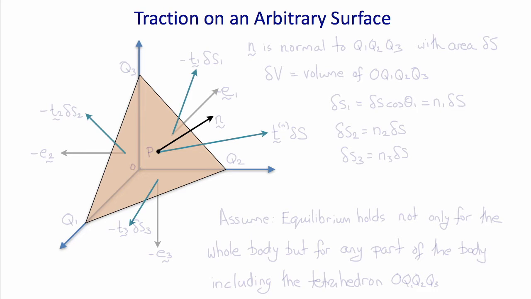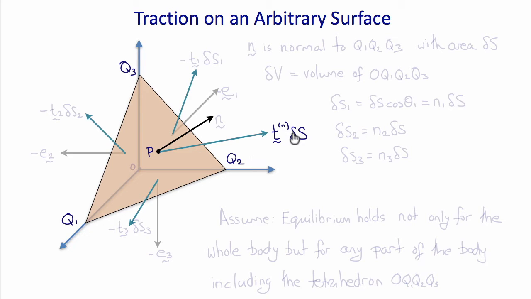Welcome back. Last time we defined the stress tensor by considering the components of the tractions acting on faces normal to our coordinate axes. Today, let's consider tractions acting on an arbitrary surface at point P with vertices Q1, Q2, and Q3 on our x1, x2, and x3 axes.